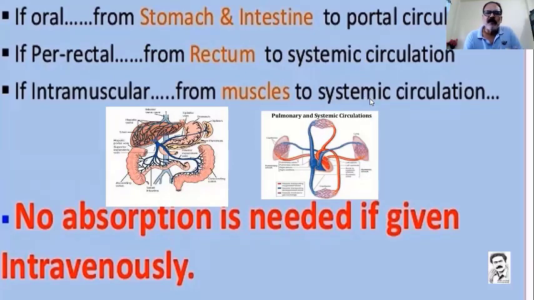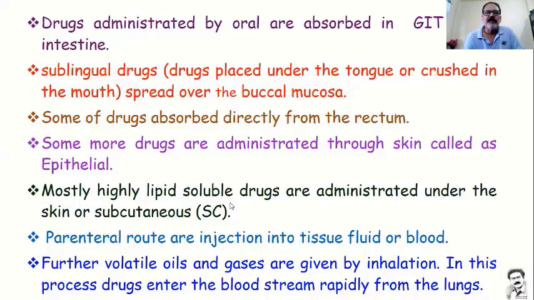If you take the tablet, it will go into the stomach. Here portal circulation will circulate the drug into the blood. Whereas if it is a muscle injection or rectal, they will go into the heart, and from there they will be circulated. So no absorption is needed if given intravenously. When you give it directly into the blood, these systems need not be involved. But if it is not given directly into the blood, remember two words. When it goes to the stomach, it is portal circulation. When it is rectal or a muscle injection, it is systemic circulation. If it is intravenous, the drug directly enters the bloodstream.